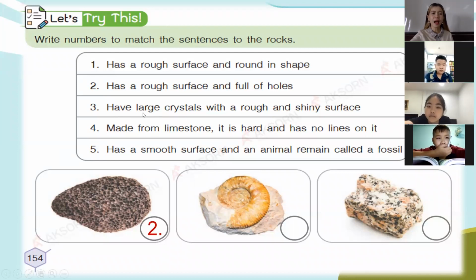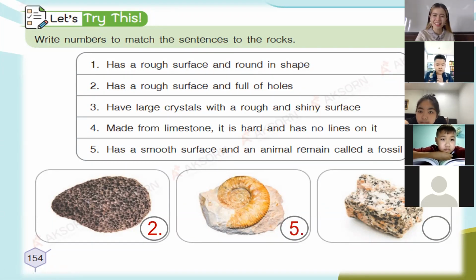What about number 3? Have large crystals with rough and shiny surface. Is it second or third? It has large crystals with rough and shiny surface. Second or third? Third. The answer is third. Okay, never mind, I will just explain.